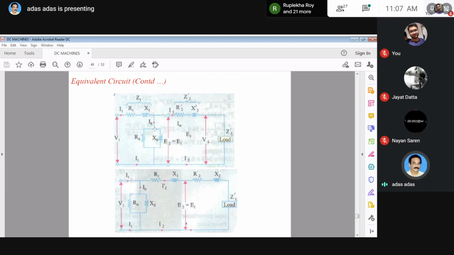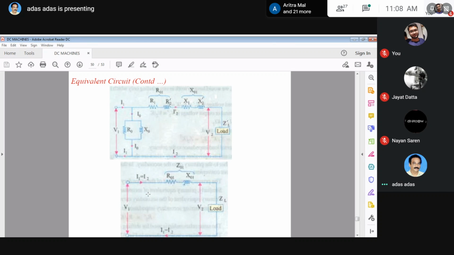Since I0 is negligibly small, about 2 to 3% of the full load current, we can transfer these portions to the input side. This is for the sake of simplicity in solving problems. If we shift these portions to the input side, it is known as the approximate equivalent circuit. So this is the exact equivalent circuit, and this is the approximate equivalent circuit.